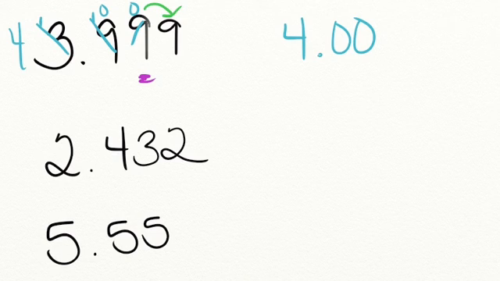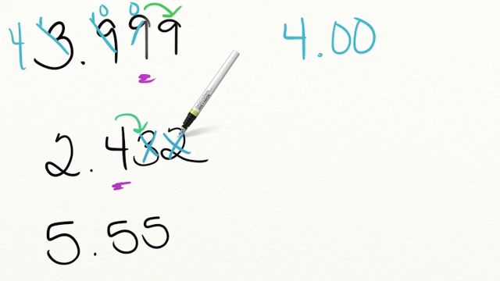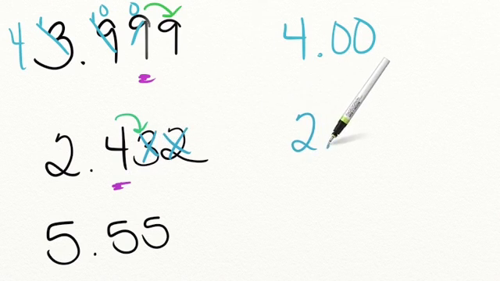We're going to round this number to the nearest tenths place. Step 1, underline the tenths place. Step 2, look at the number directly to the right of the tenths place. Step 3, since 3 is less than 5, we cross out our remaining place values and keep our underlined number the same. So 2 and 432 thousandths rounded to the nearest tenths place gives us 2 and 4 tenths.